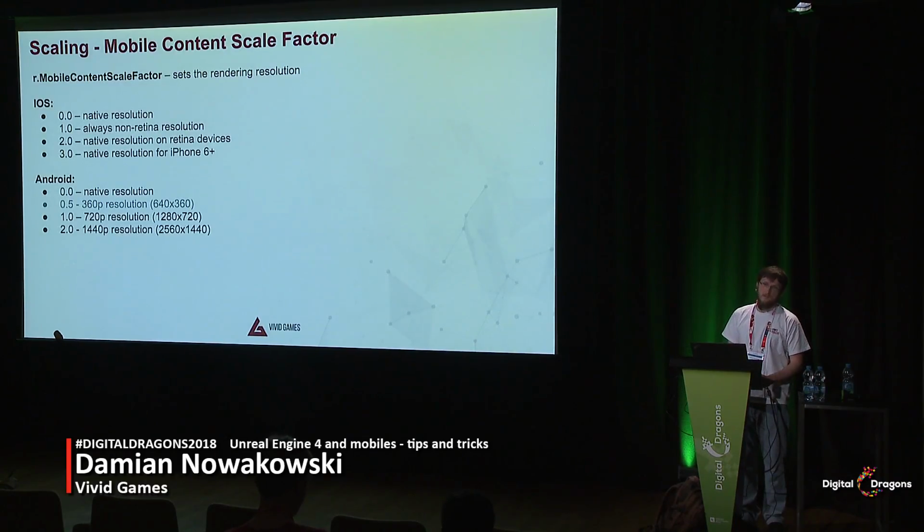On some Android devices that might be overkill, because we have Android devices with full HD or even higher resolutions on very small screens. So if you set the mobile content scale factor on Android to 1, you will launch at 720p, and everything in between will scale the resolution accordingly.